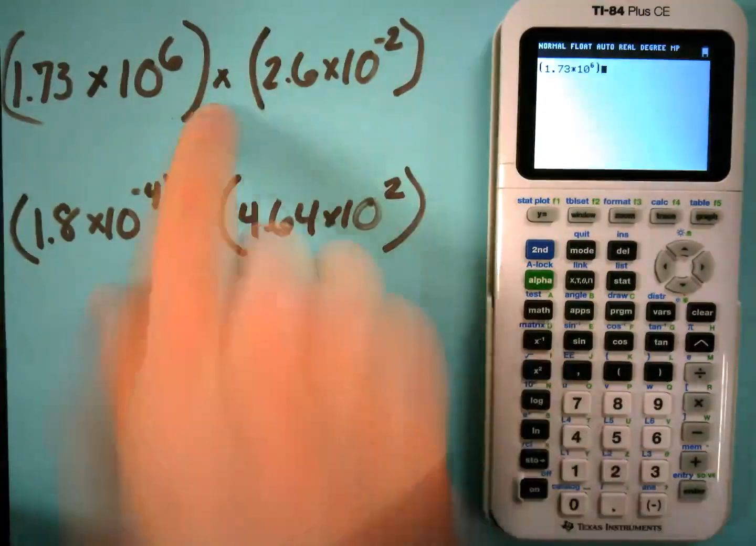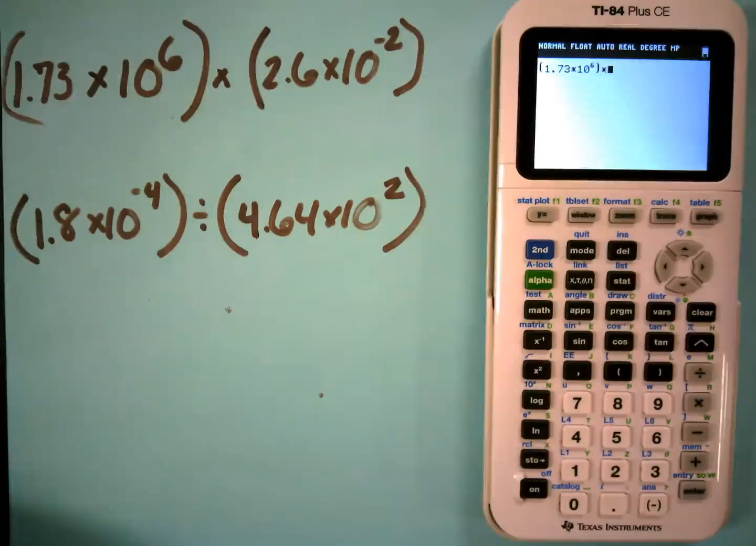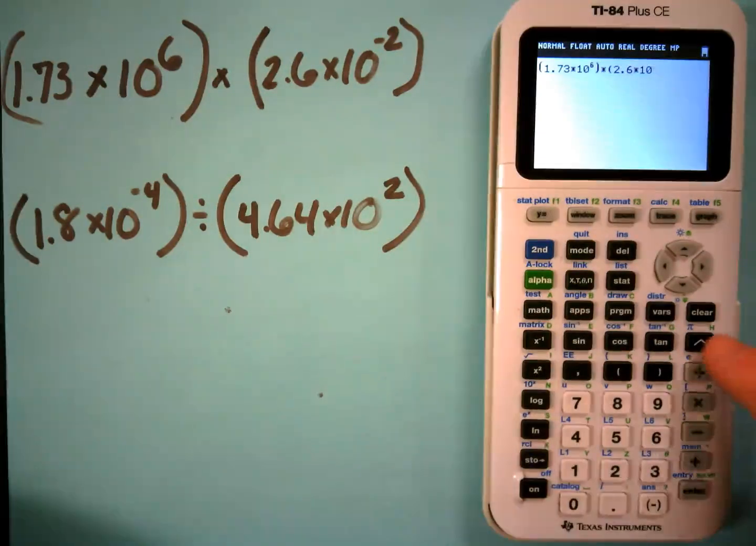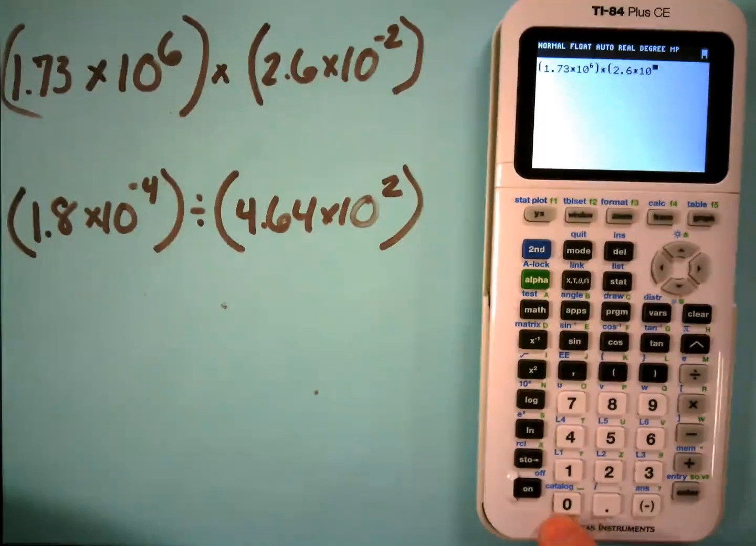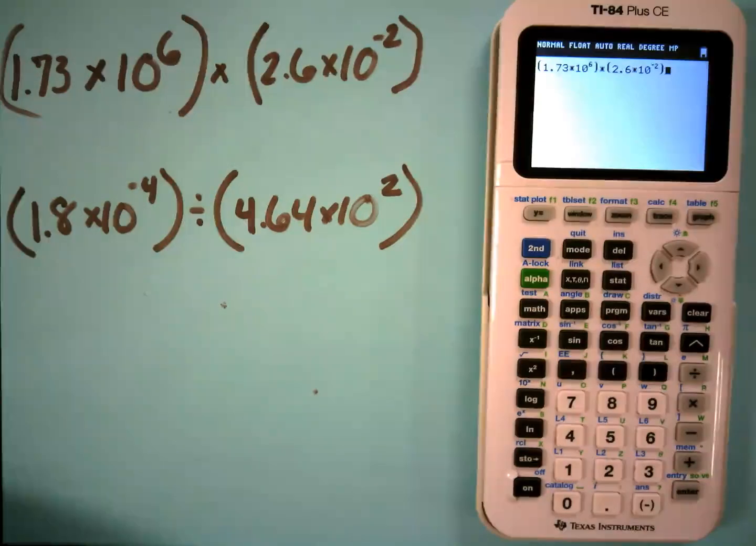Then I just hit my multiplication operation, and then I start a new parentheses and repeat putting in this number right here. So 2.6 times 10, up arrow key, and then the negative for me is down here, at the bottom row where there's 0, the period symbol, and then this little subtraction-looking symbol in parentheses. That's your negative symbol. So you hit negative 2, and then you hit the side arrow again and close parentheses, because you don't want to close the parentheses in your exponent.